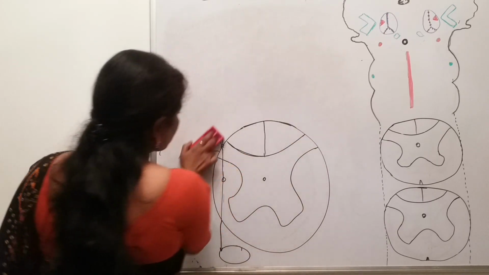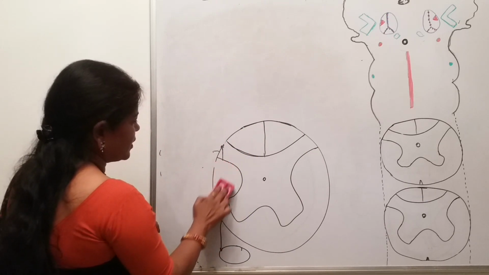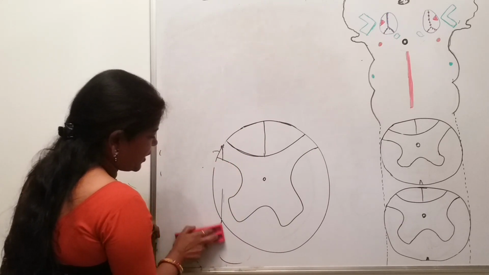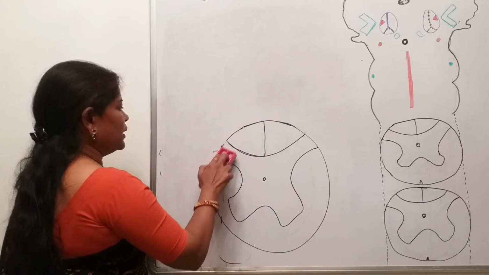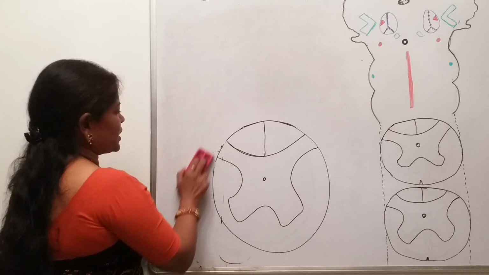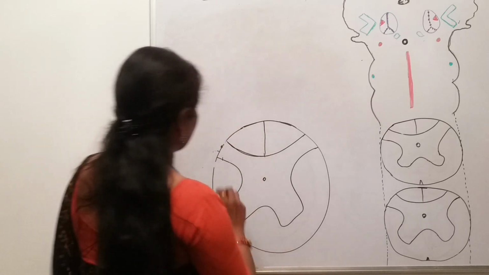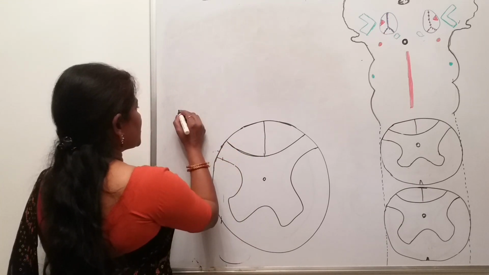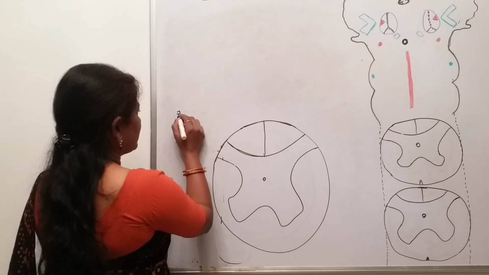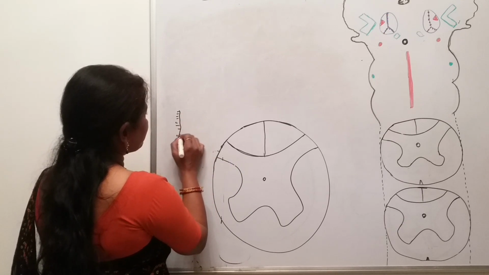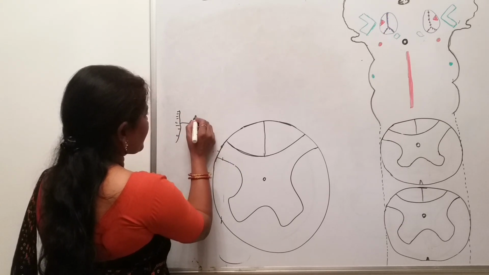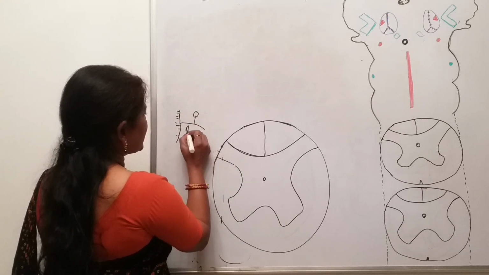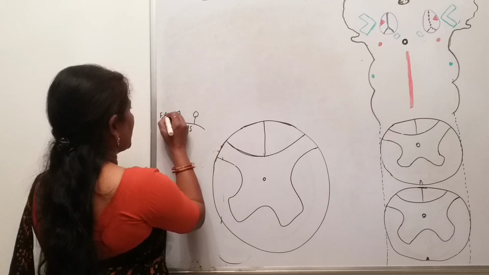Now, in the central nervous system, we will see how the pain fibers are conducted. Fast pain. What does the fast pain? A delta fiber, this is the fast pain.